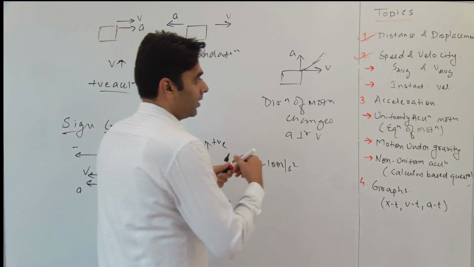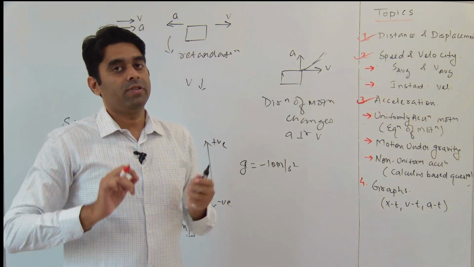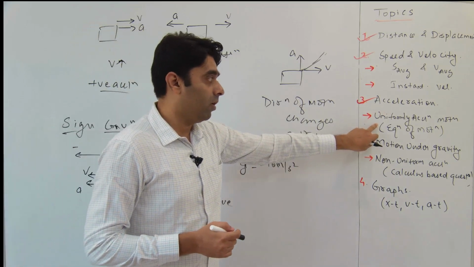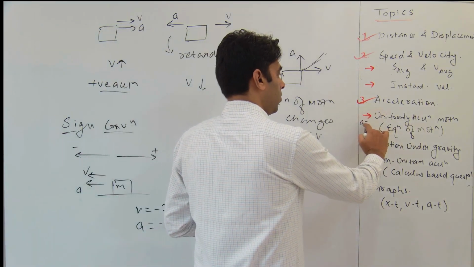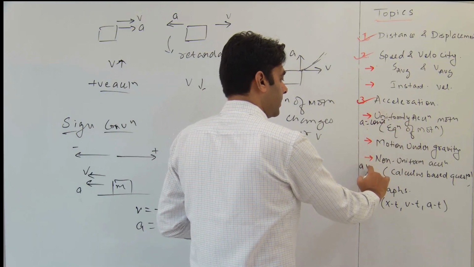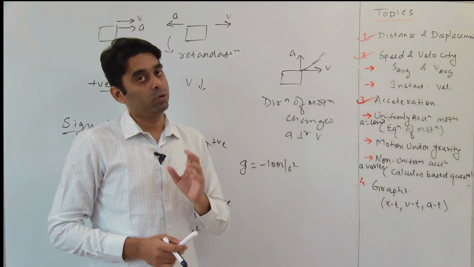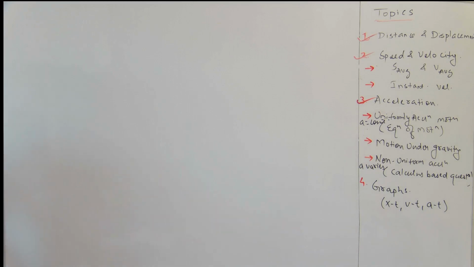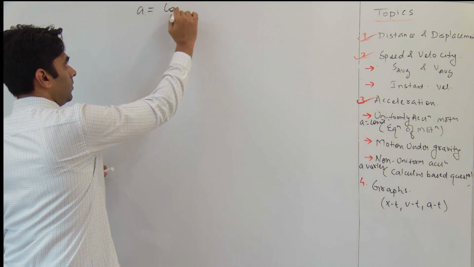So we are done with the introductory part of acceleration. Now, acceleration is about your change in velocity. Acceleration can be uniform acceleration, or it can be non-uniform acceleration. Uniform acceleration is when a is constant, and non-uniform acceleration is when a varies. So first of all, we will look at uniformly accelerated motion, that is, when a is constant.